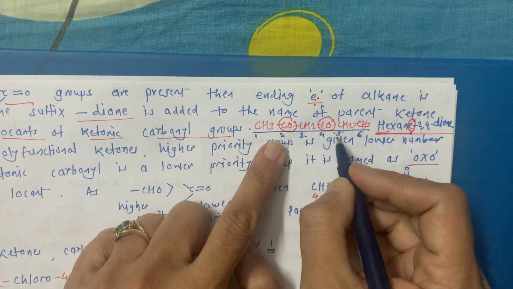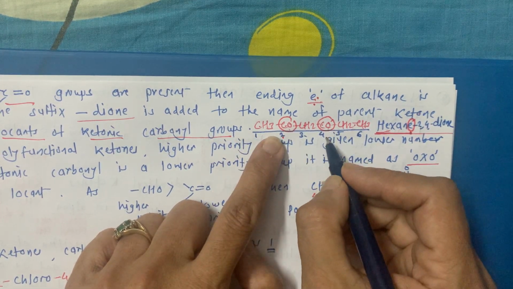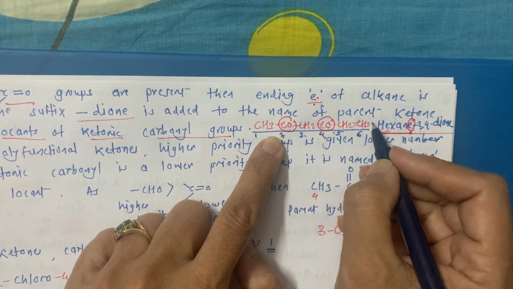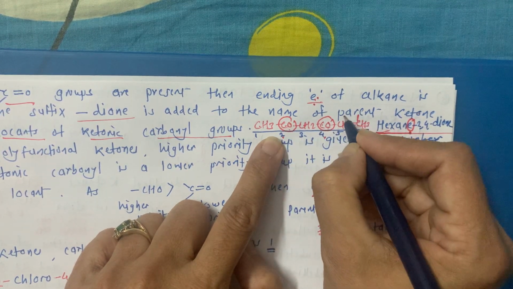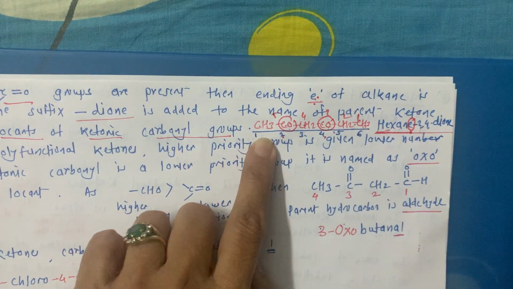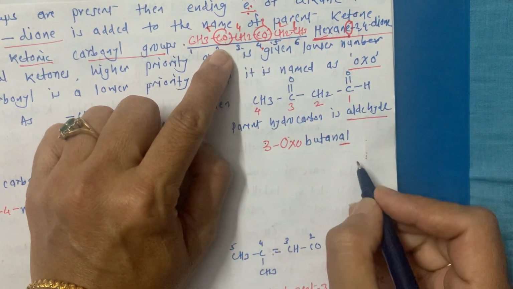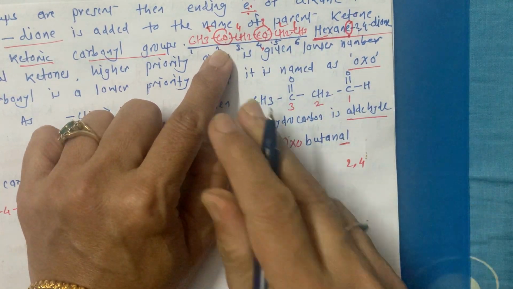And now we have to give numbering. From this end, this is on the second carbon, while this carbonyl is on the fourth carbon. If you start from this end, then this is 1, 2, 3, 4, 5. So what is the locant set? Here the locant set is 2, 4.